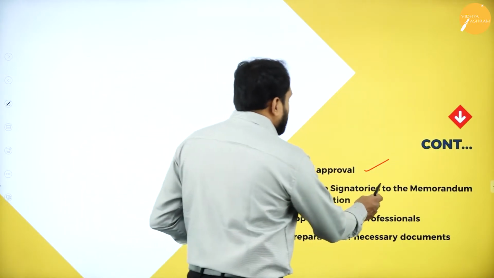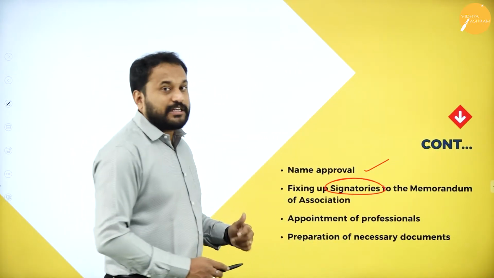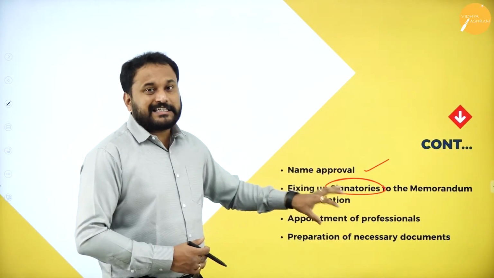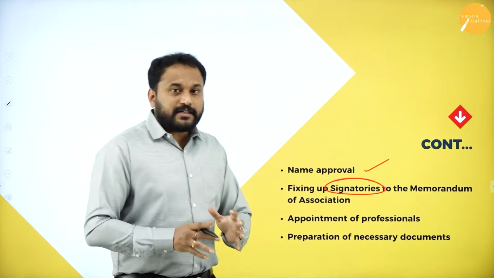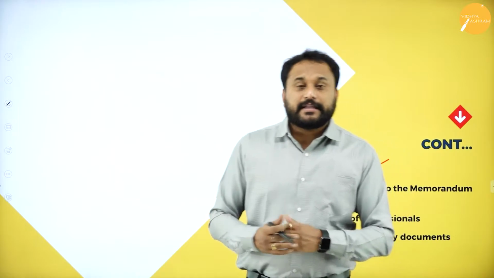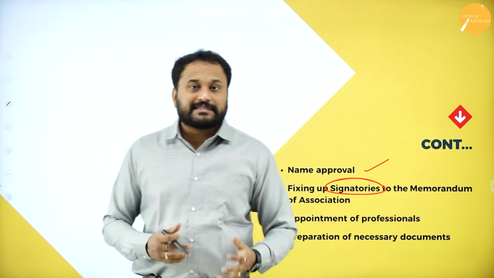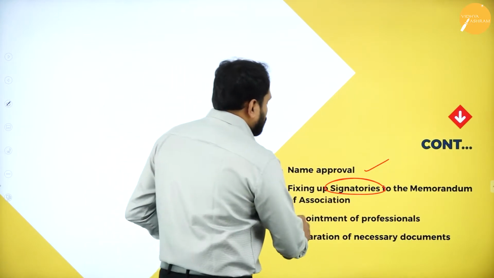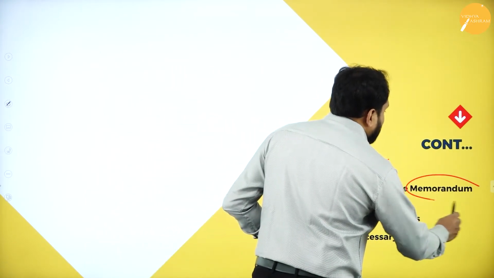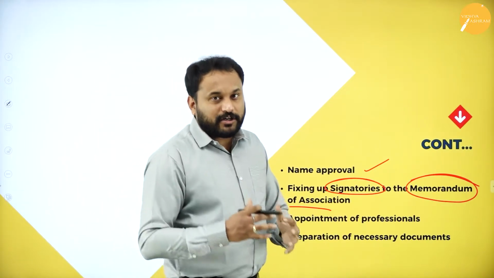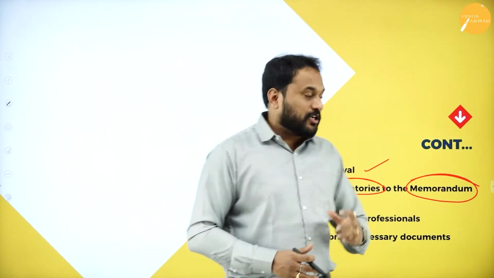See, I told you the word signatories. We're going to be using this word signatories. Who are the people who are the signatories? The directors, the board of directors, then your managing director, company secretary, promoters. They are called the signatories to the memorandum of association. Now what is this memorandum of association? Memorandum of association is a document.